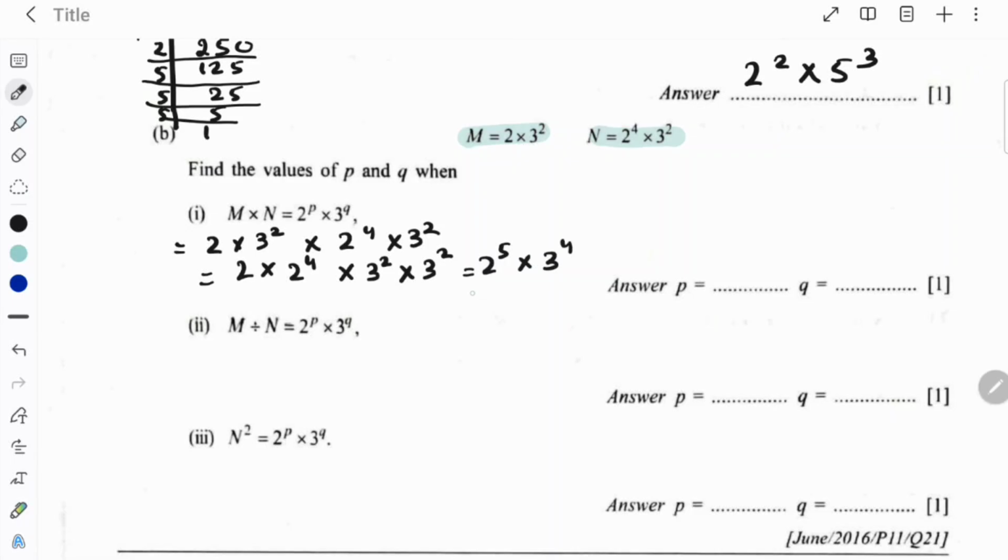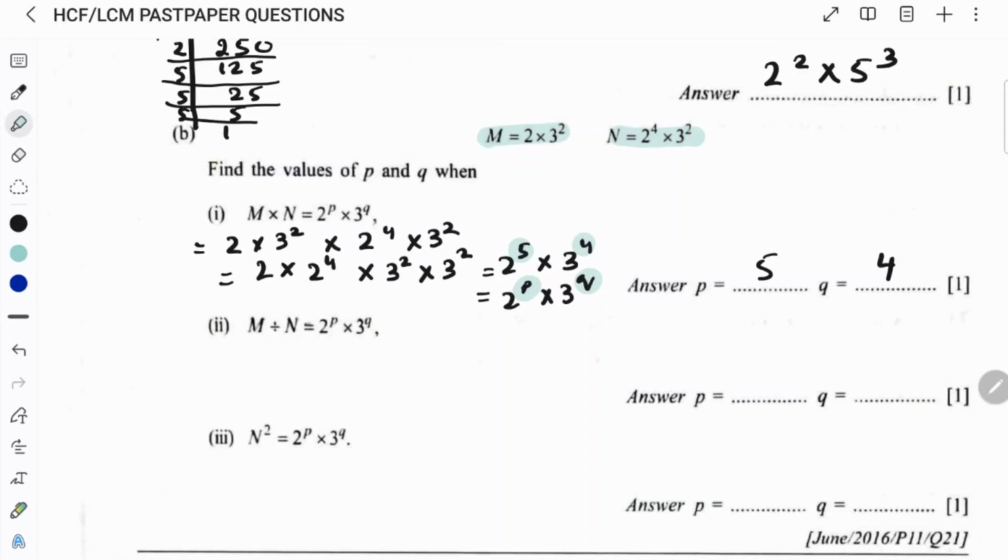So p will be equal to, they are just writing down, 2 to the power p and 3 to the power q. So p will be equal to 5 and q will be equal to 4.